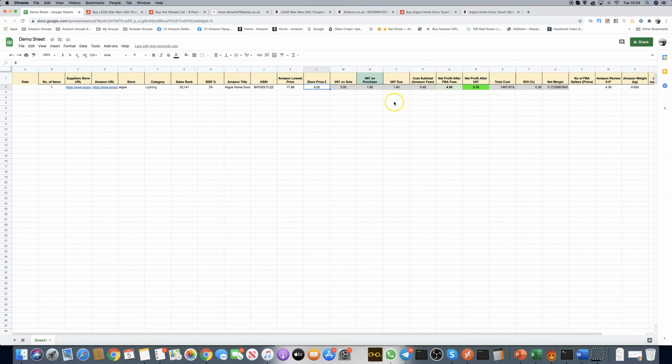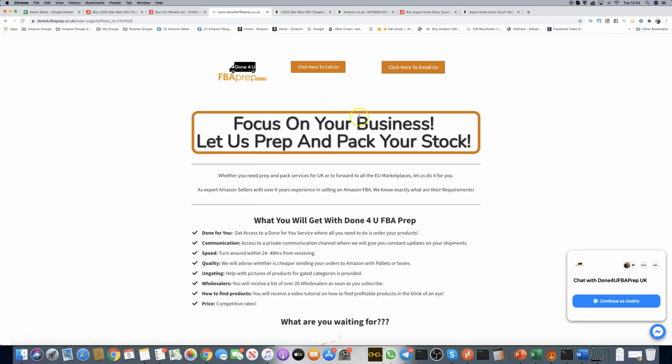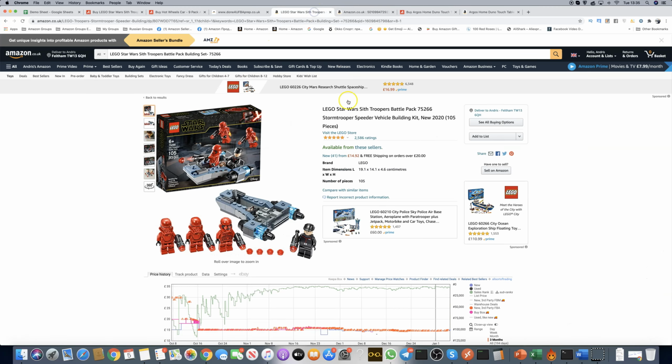So how much does the prep center charge? If you go through me, you'll get a special package where they charge you only 50 pence for every single unit prepped and packed. You send the products over to that prep center, they repack everything for you, stick the labels on for you, and send it over to Amazon FBA. They'll send things to your Amazon account.